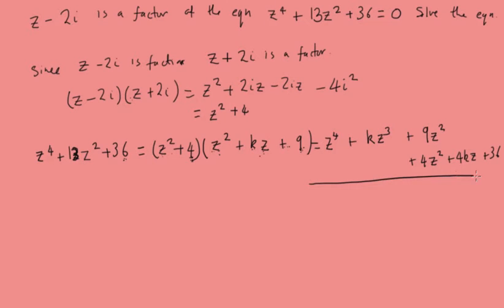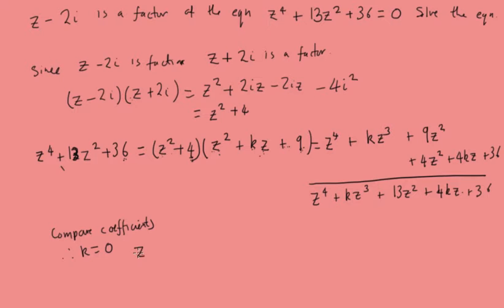And now we will add them together. So we're going to have z to the power 4 plus kz cubed plus 13z squared plus 4kz plus 36. Now, comparing coefficients, if you look here, there's no z cubed and there's no z term, therefore k must equal 0.